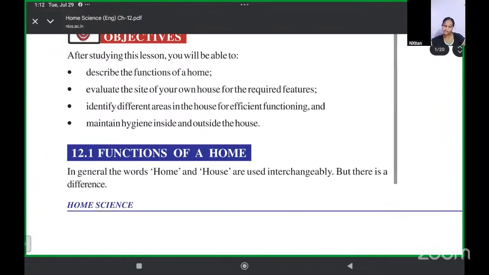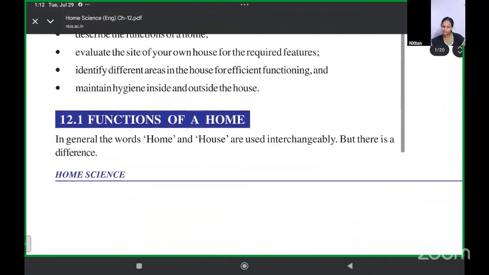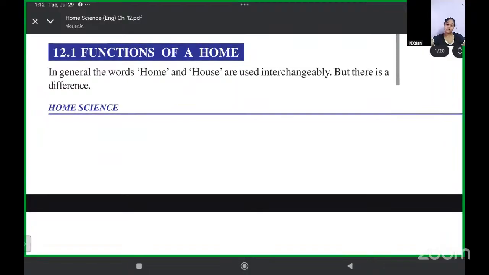Now, first we have the functions of a home. In general, the words home and house are used interchangeably, meaning sometimes we use the word home, sometimes we use the word house. Okay? Now, but there is a difference.